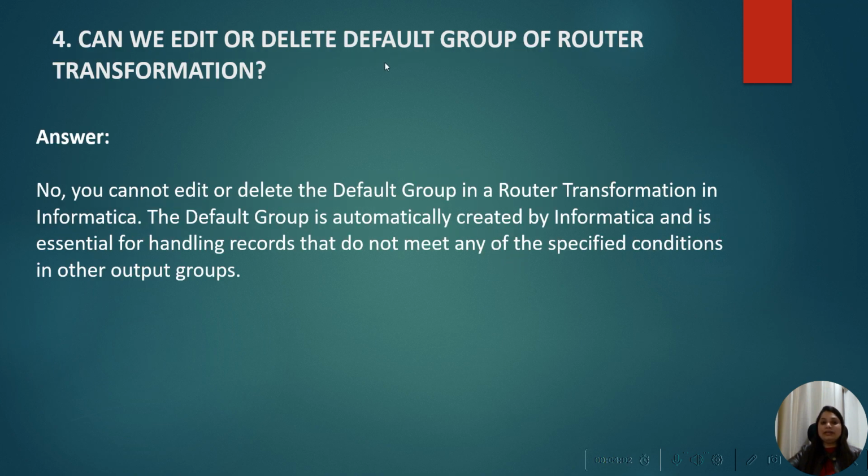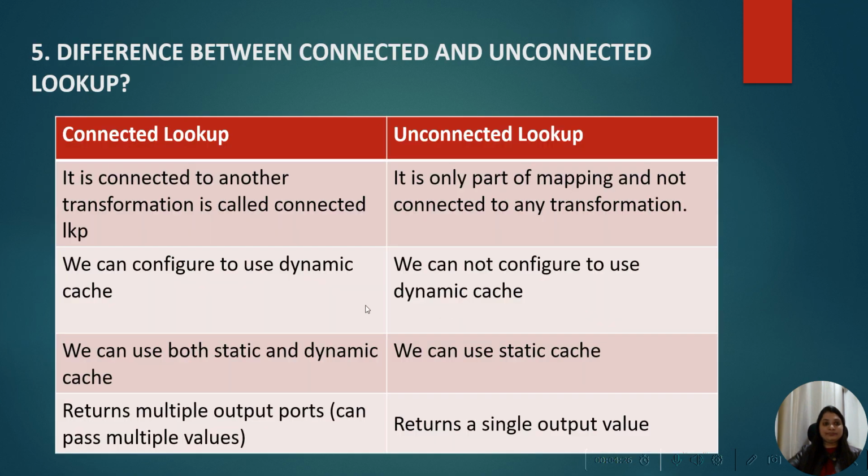Can we edit or delete the default group of a router transformation? The answer is no, we cannot edit or delete the default group in a router transformation because it is automatically created by Informatica. It is essential for handling the records that do not meet any specified condition in the other output groups. So move to the next question.